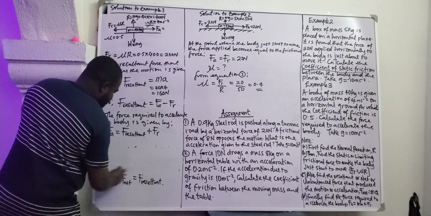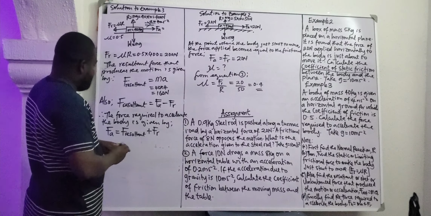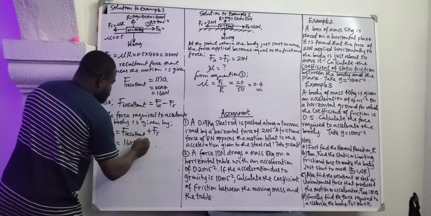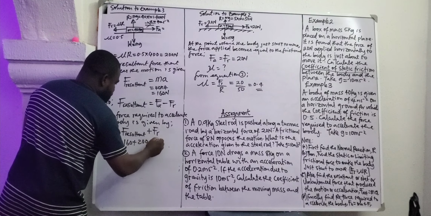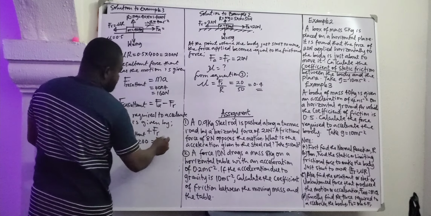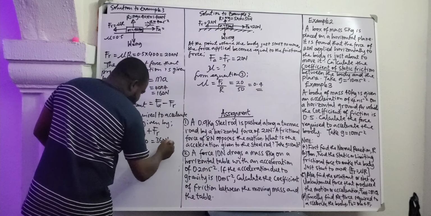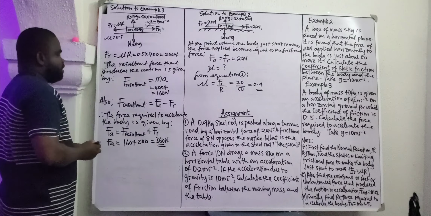So since I know the two forces already, I know the resultant force 160, I know the frictional force 200, I will add the two of them to give me the force applied, which is 160 plus 200, giving you 360 Newton. This is the force required to make the object accelerate. And that's your answer.